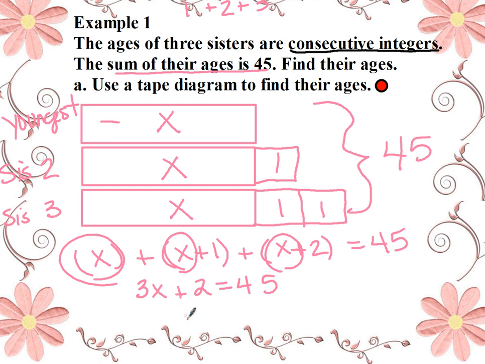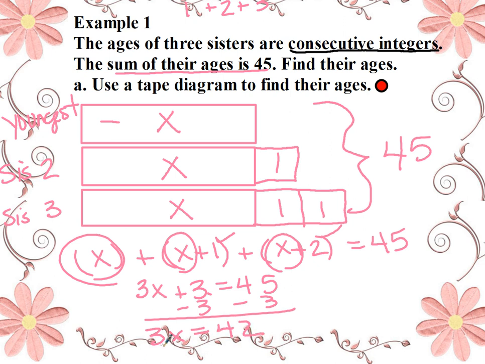Oh, that's not a 2. I have a 1 and a 2. That should have been a 3. I'm sorry, guys. All right, that's a 3. And so I'm going to subtract 3 from both sides. I now have 3x equals 42.